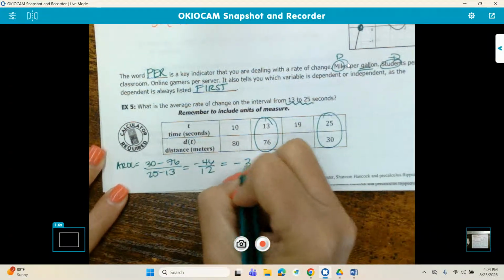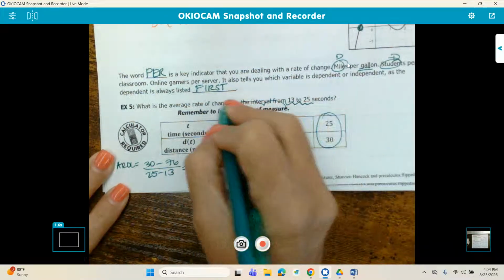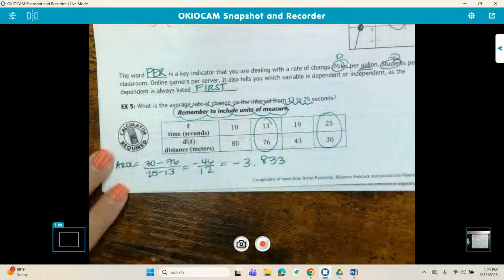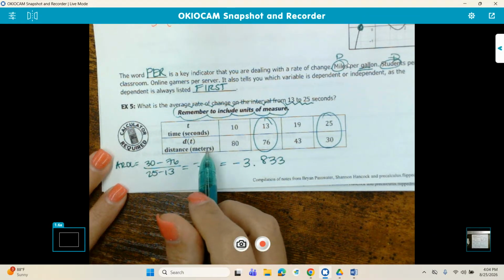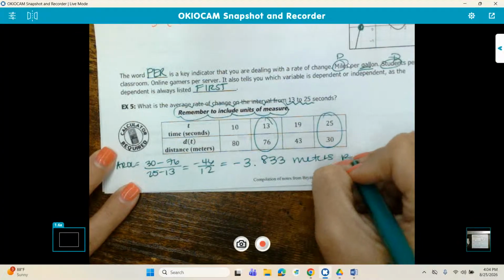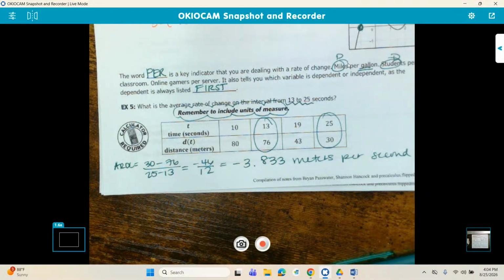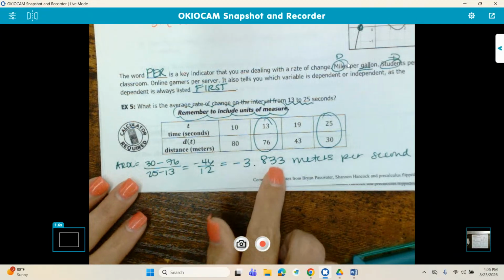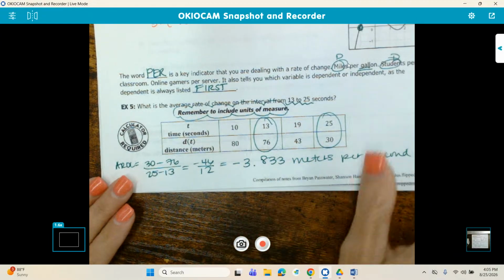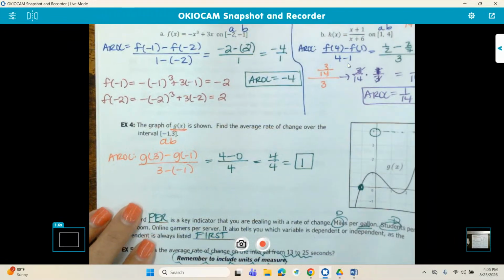And that is approximately negative 3.833. Now, since we had units in the problem, we want to put units in our answer. So remember, the Y's are on top, so it's going to be meters per second. Okay. All right, in AP Pre-Cal, make sure that we go 3 decimal places at least. You can go 4, but we at least want 3.